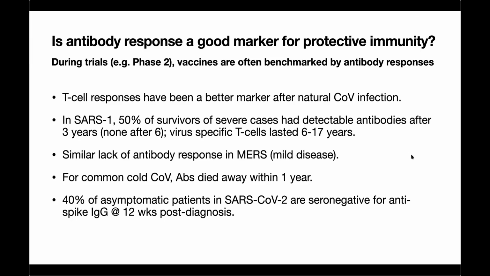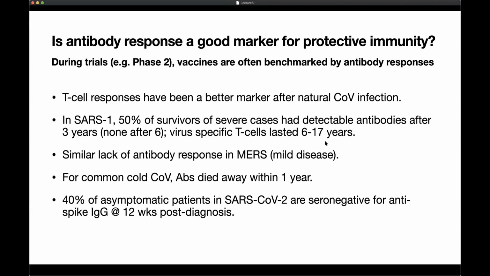The first question is, let's address this one. Is antibody response a good marker for protective immunity? So for example, if you are doing a vaccine trial, phase 2, so a larger population, a vaccine will often be benchmarked by antibody responses. So, are there neutralizing antibodies or reactive antibodies being raised? Are there good viral titers? And if you remember from the review article, every single one of the vaccines that was evaluated had some sort of a B cell measurement, but very few had T cell measurements.